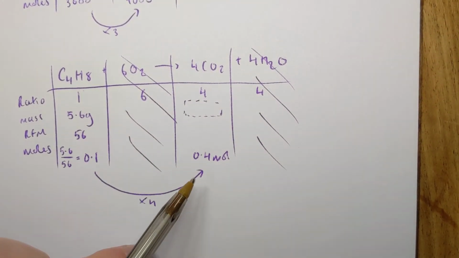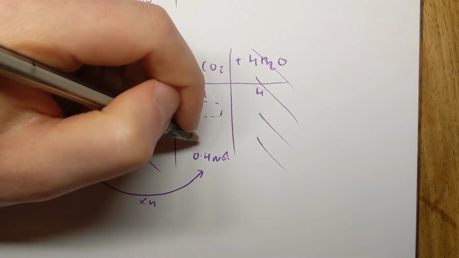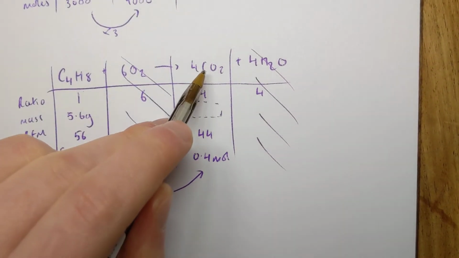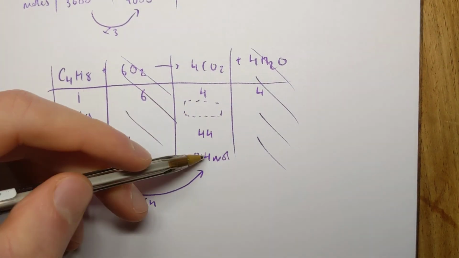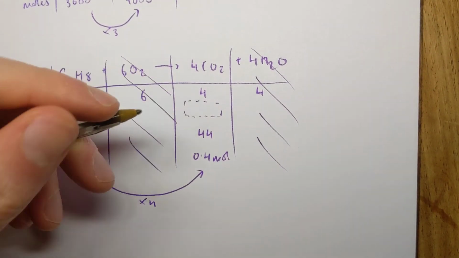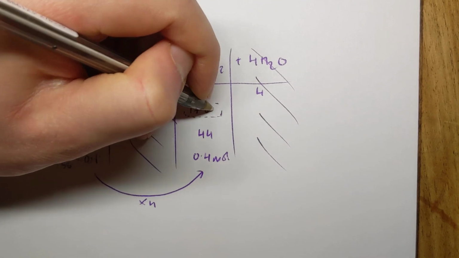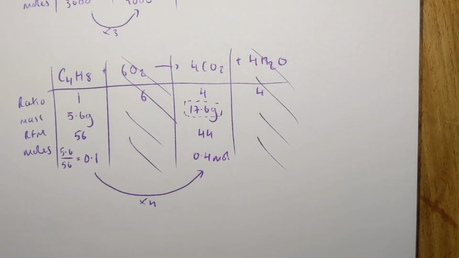To get back into mass, I need to do moles times RFM. RFM is just 44 because it's a 12 plus 16 plus 16. Ignore the balancing number. 0.4 times 44 to give the mass gives me 17.6 grams of the product.